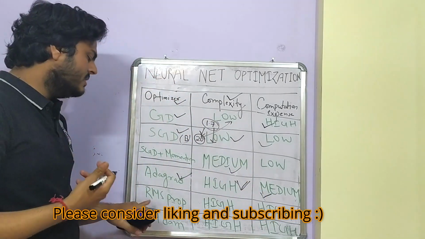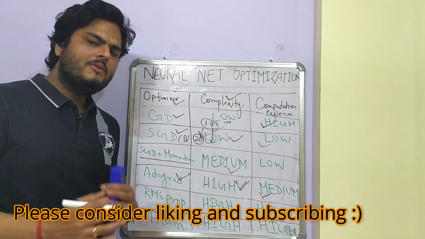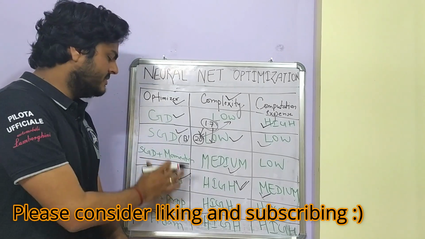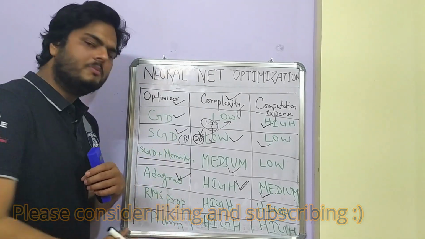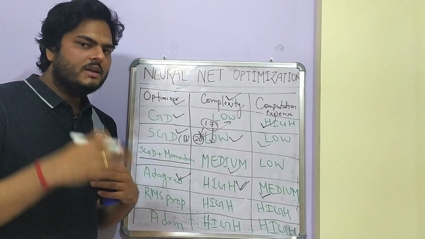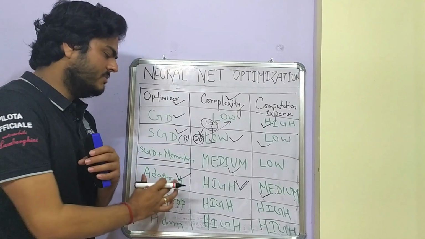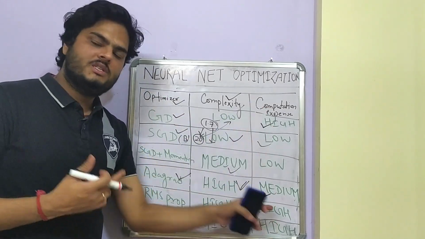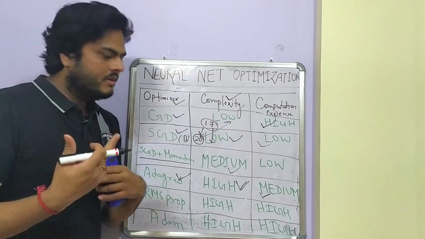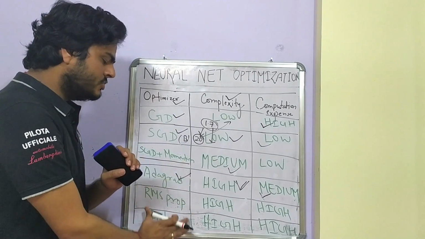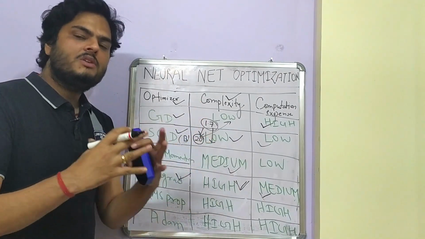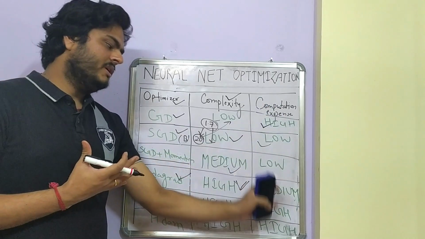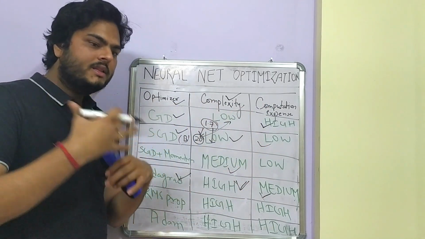Coming to the next algorithm, RMSProp. There is a problem of learning rate decay in some of these algorithms. RMSProp takes care of that. So learning rate will not decay if you use RMSProp, but this will also be high complexity wise and computation wise, because all these optimizers towards the end are taking many things into consideration, hence computation will be high, but lower than Adam.